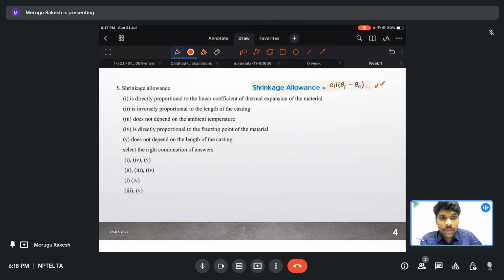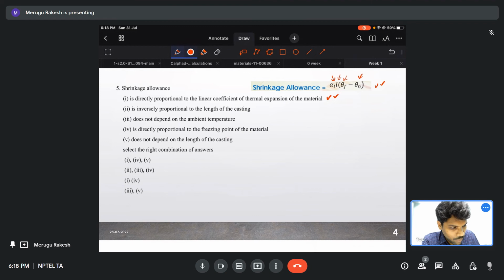Just by remembering the formula of shrinkage allowance, the first term alpha L is the linear thermal expansion coefficient, and next L is the length of the casting, theta F is the freezing point temperature, and theta naught is the ambient temperature. So it depends upon all these parameters. The first option is directly proportional to the linear coefficient of thermal expansion. Yes, true.